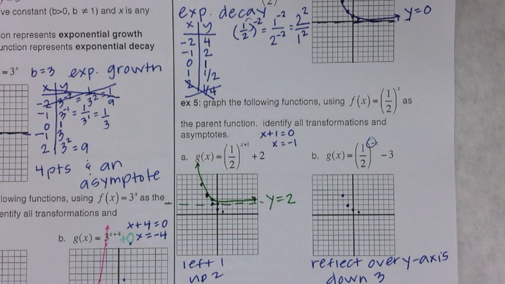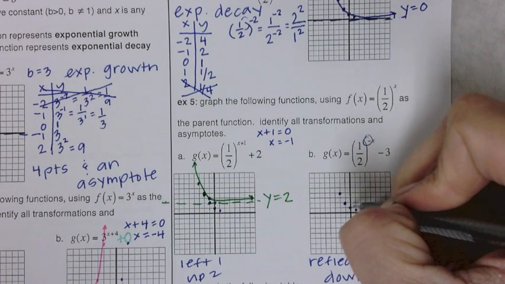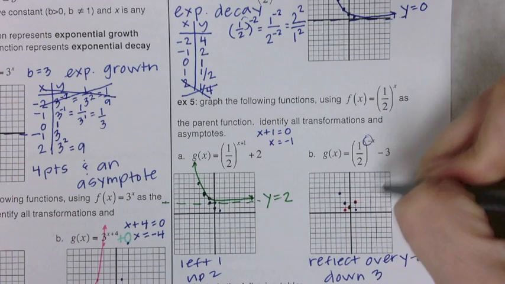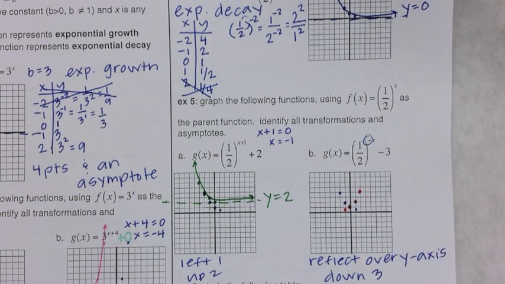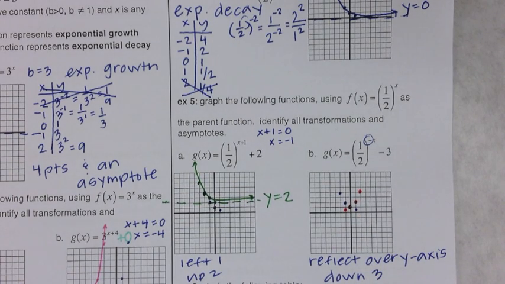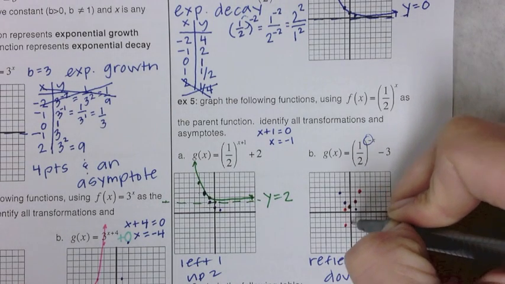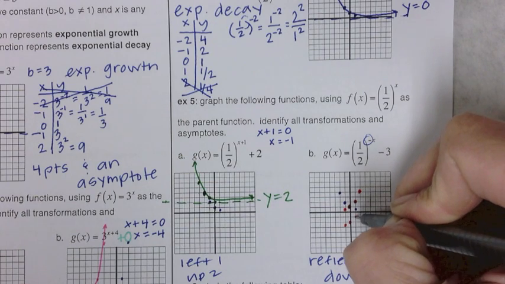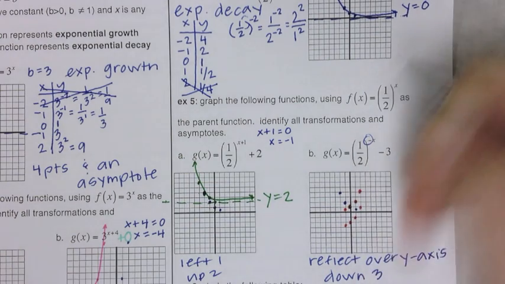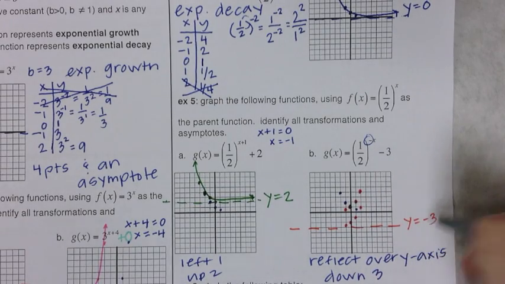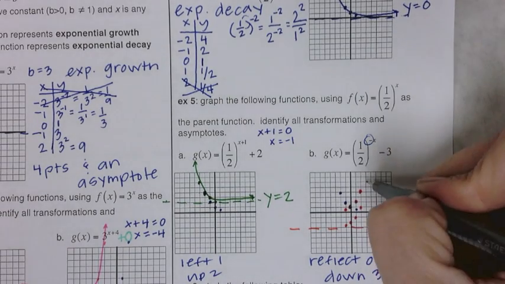And then the next one is going to be reflecting in the y-axis. So remember, that means all the y values stay the same, but the x values change signs, so they just get flipped. So that's what that looks like, and then I've got to move everything down 3. And then here's my horizontal asymptote at y equals negative 3, again making the connection with the equation.